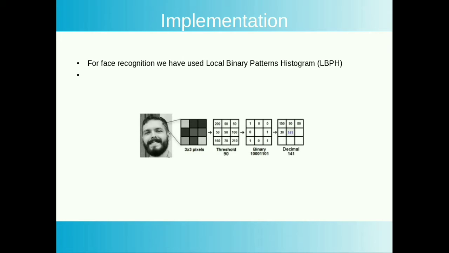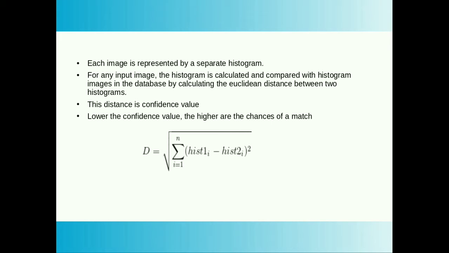Similarly, we construct this matrix. Now after we have the matrix, we compute the histogram for it. Each image is represented by a separate histogram, so every image will have a histogram. For any input image, the histogram is calculated and compared with the histograms of the images in the database by calculating the Euclidean distance between the two histograms. We already have the histograms for the stored images in the database, and we compare those histograms with the histogram of the input image, and we calculate the Euclidean distance given by this formula.